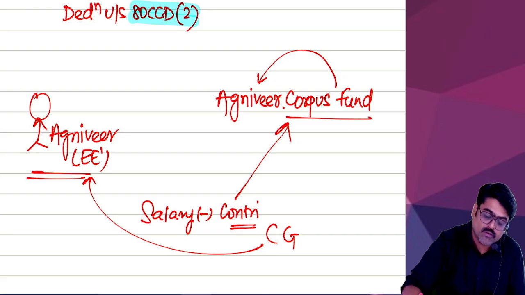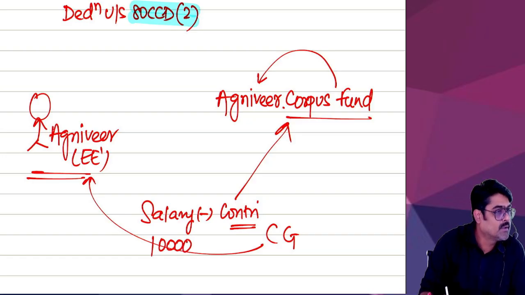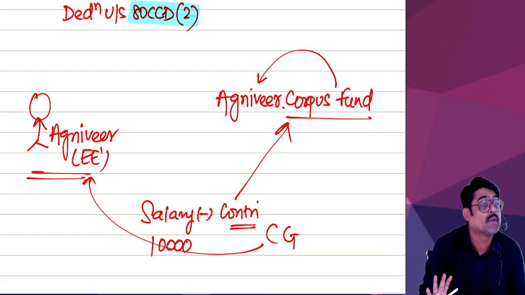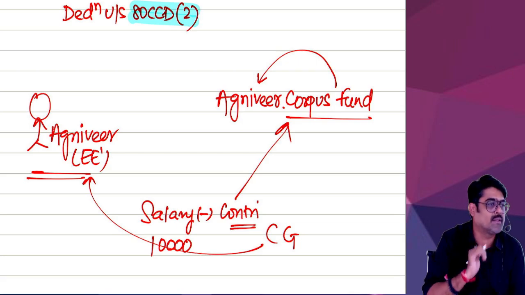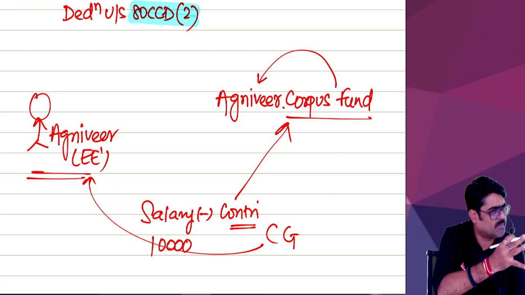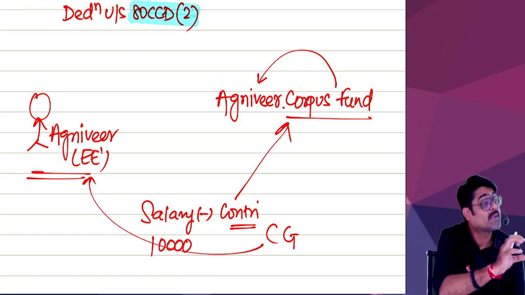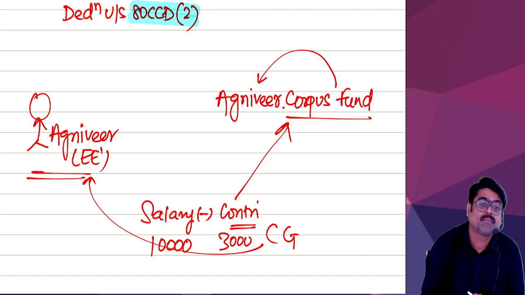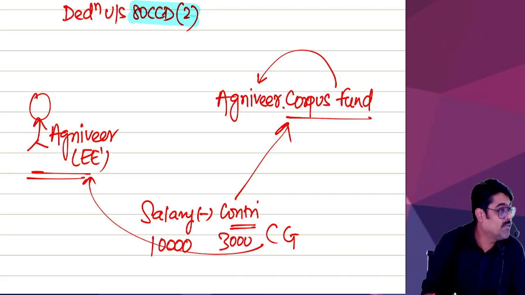Now tell me, if your salary is 10,000 rupees, how much contribution will be deducted? Usually 30% of your salary. I'm just taking an example, 10,000. The salary can be a different amount also. Yes or no? So if your salary is 10,000, you will not get the full 10,000 in your hands. Usually approximately 30% of your salary gets deducted. And can I say 3,000 rupees will be deducted? And that will go to your Agniveer corpus fund.